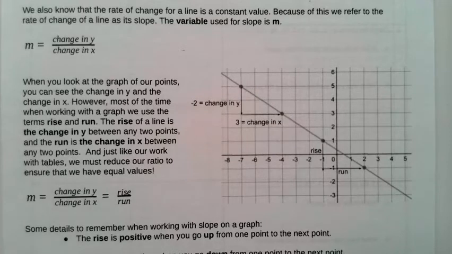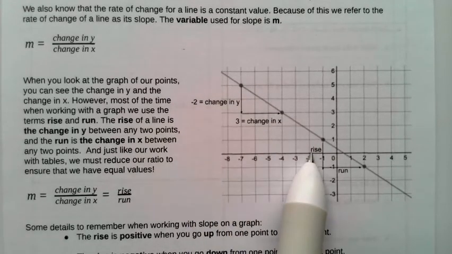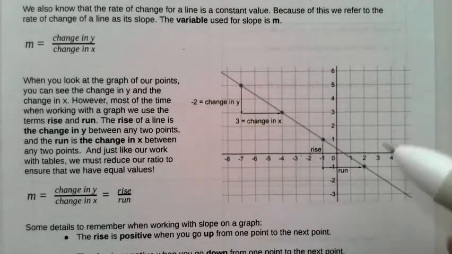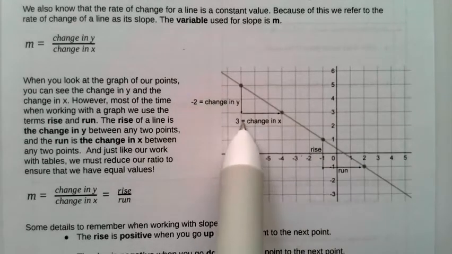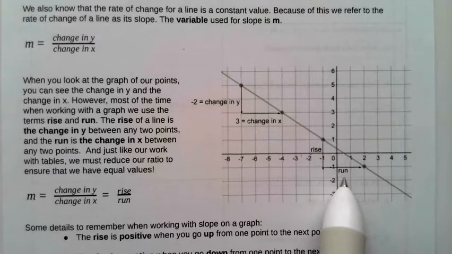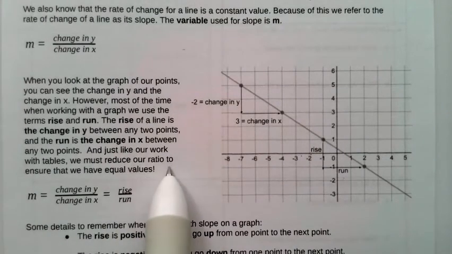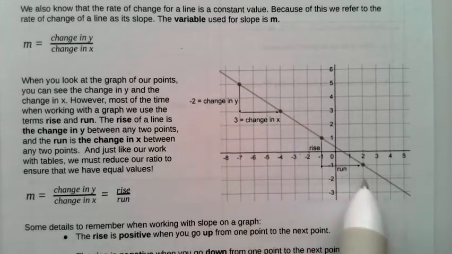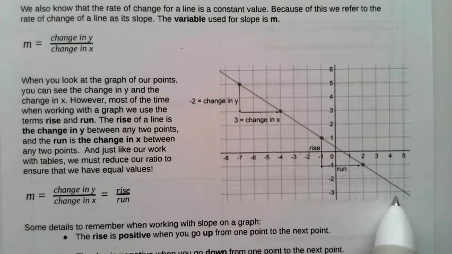We wanted to point out that the change in y is often called the rise of a graph, because it's your vertical change. It's rising, vertical change. And that the change in x is often called the run of a graph, and that's going right or left. This value is always going to reduce. So we have to reduce our ratio. It's always going to reduce to the same value, because the slope is the same no matter what we are talking about on the graph.